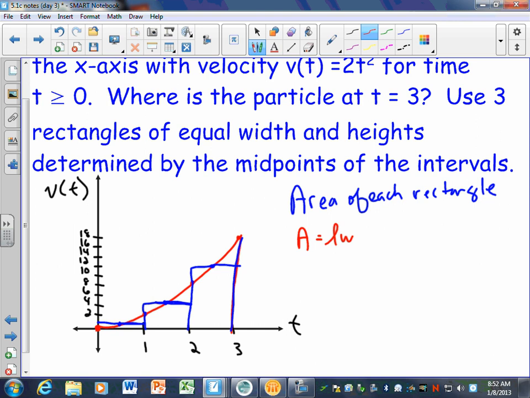Do they all have the same width? What is the width of each one of my rectangles? 1. From 0 to 1, from 1 to 2, from 2 to 3. So I could say that the width is going to equal 1 for all of them, but it's okay, we can do each one separately.